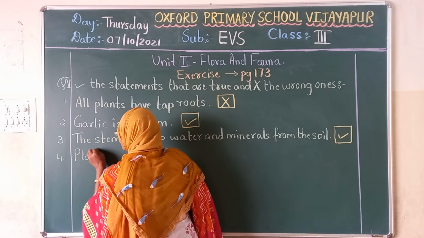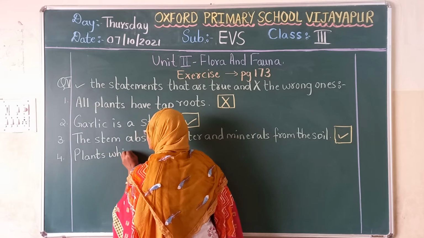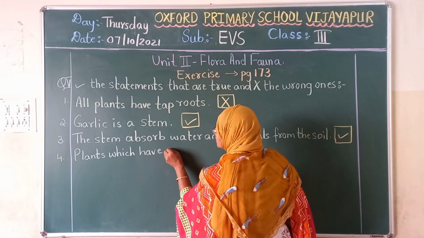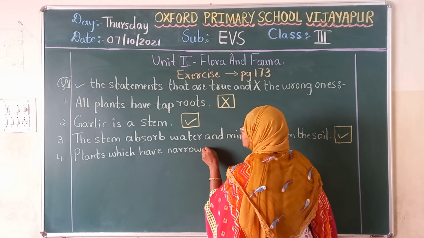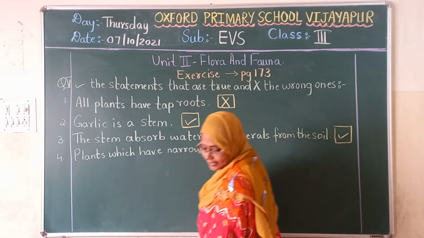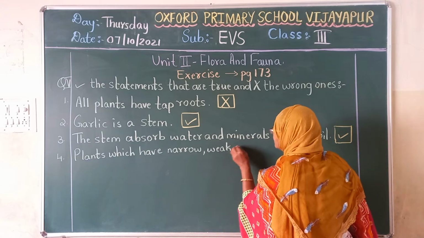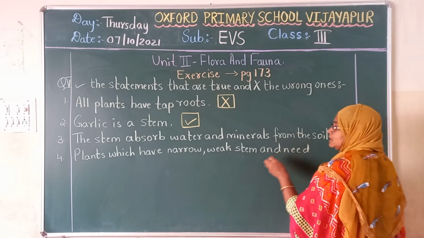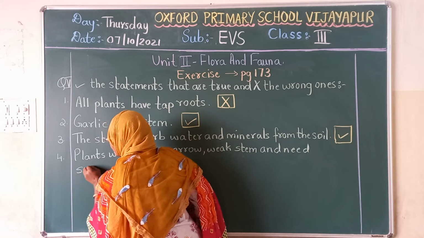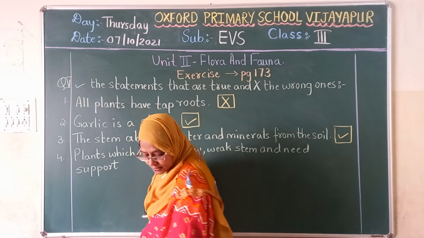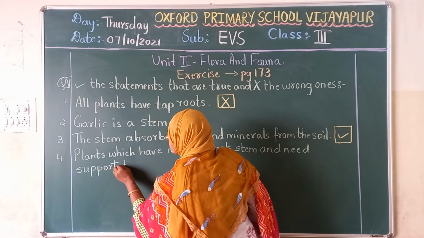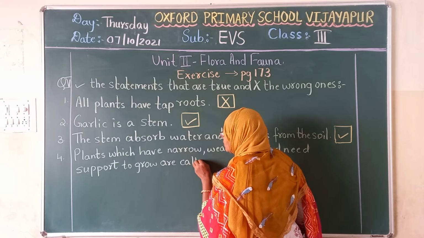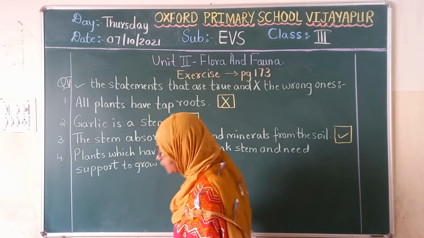Plants which have narrow, weak stem and need support to grow are called herbs.